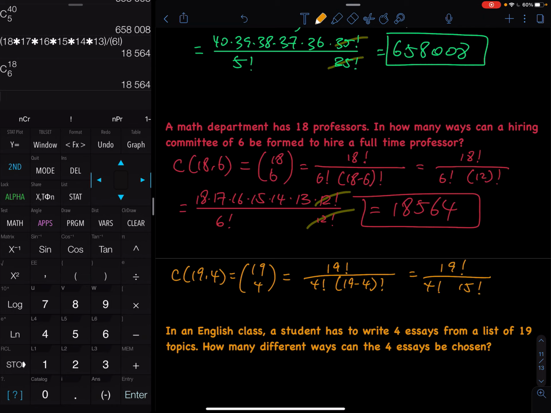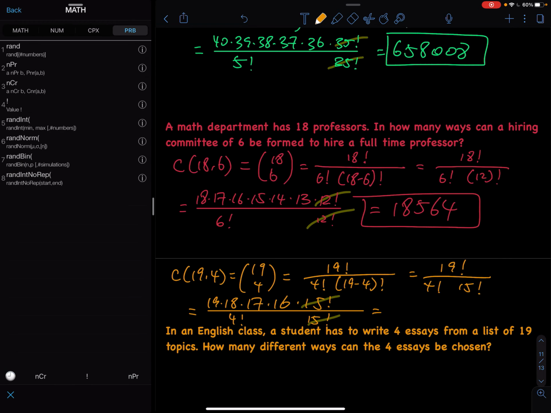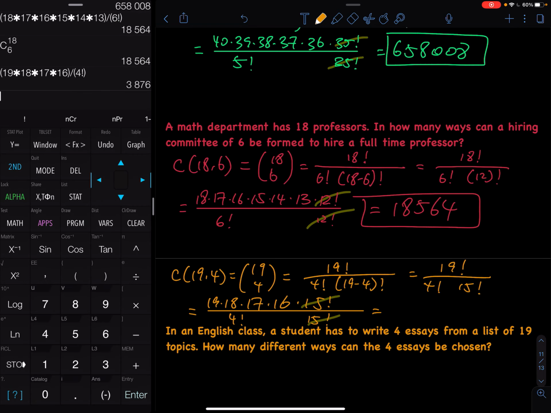All right, let's open this up. So we have 19, 18, 17, 16, and then 15 factorial divided by 15 factorial, and don't forget there is a 4 factorial, and then get rid of the 15 factorial. So we have 19, 18, 17, 16, and then the product divided by 4, and then you go to math, and then probability factorial. So you have 3,876 ways to choose these 4 essays.